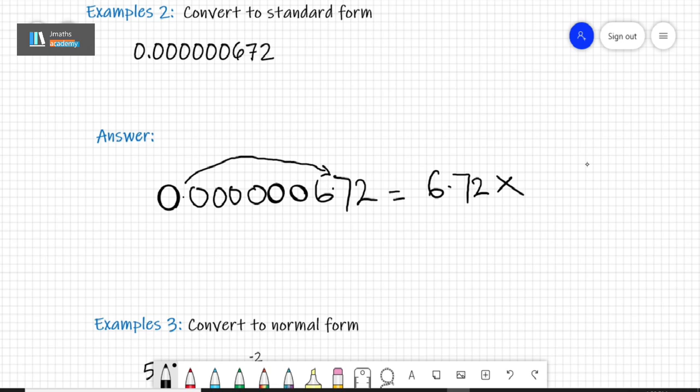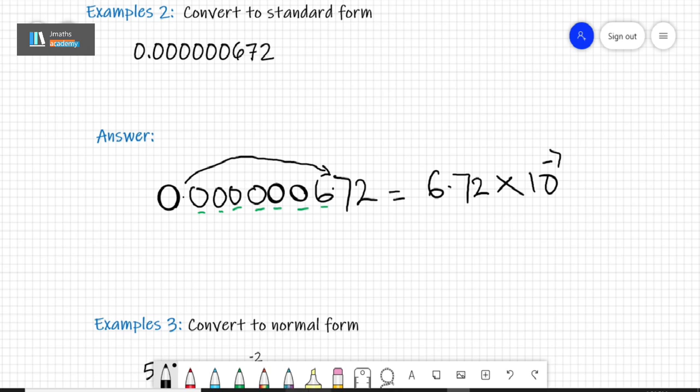6.72 multiplied by 10 raised to the power of our exponent, which will be 1, 2, 3, 4, 5, 6, and 7. This time we count the first non-zero digit. Take note of that. So we have raised to the power of 7 again. This time it becomes negative 7 because, as we said before, the decimal point moves towards the right. When it moves towards the right, our exponent is negative. When it moves towards the left, our exponent is positive.